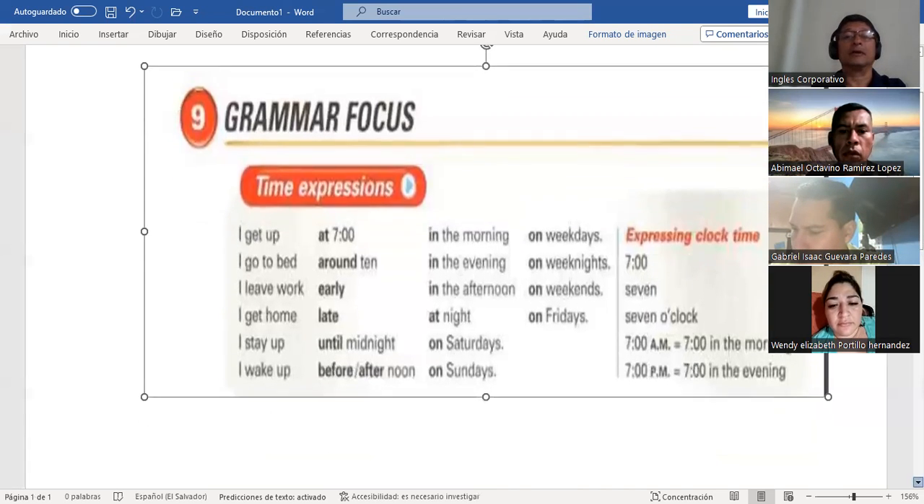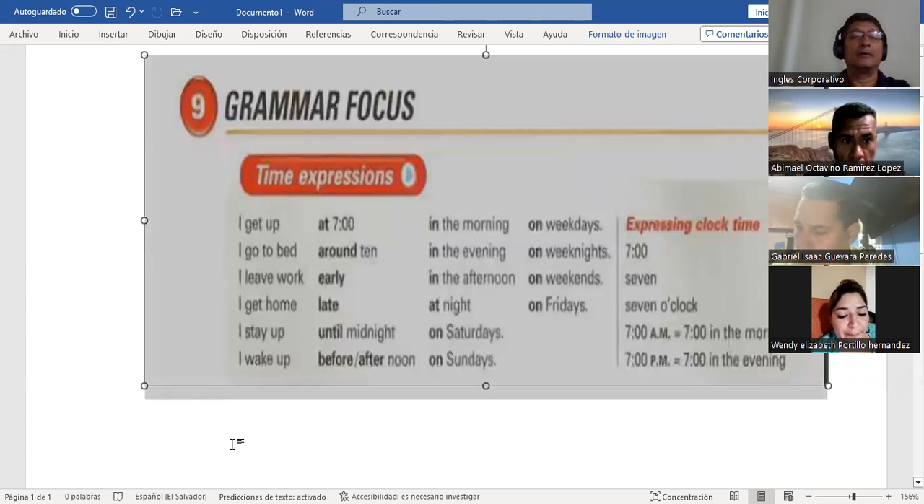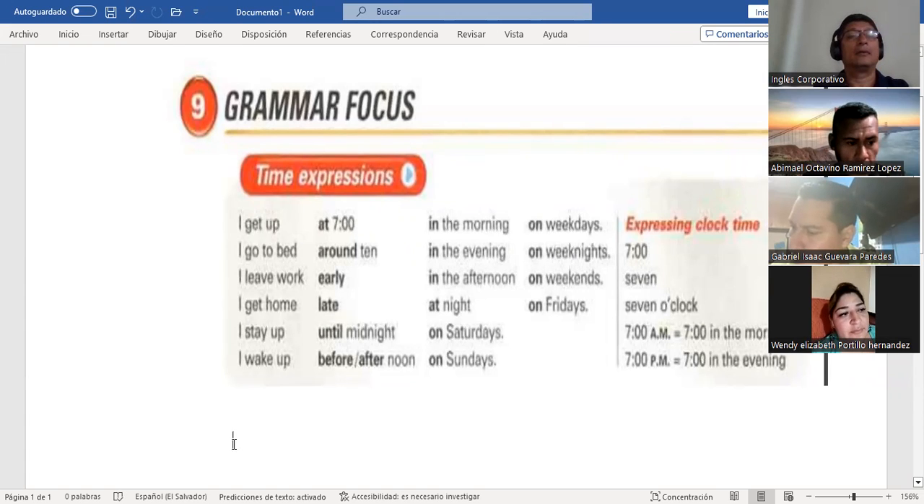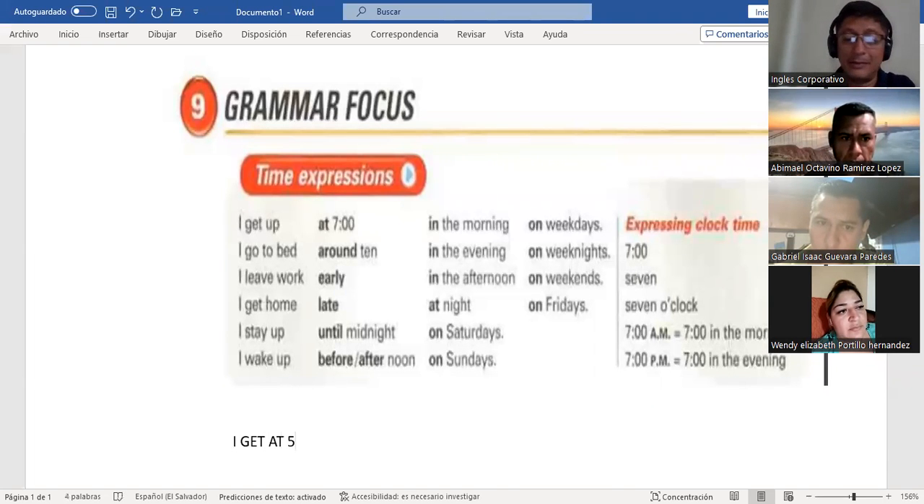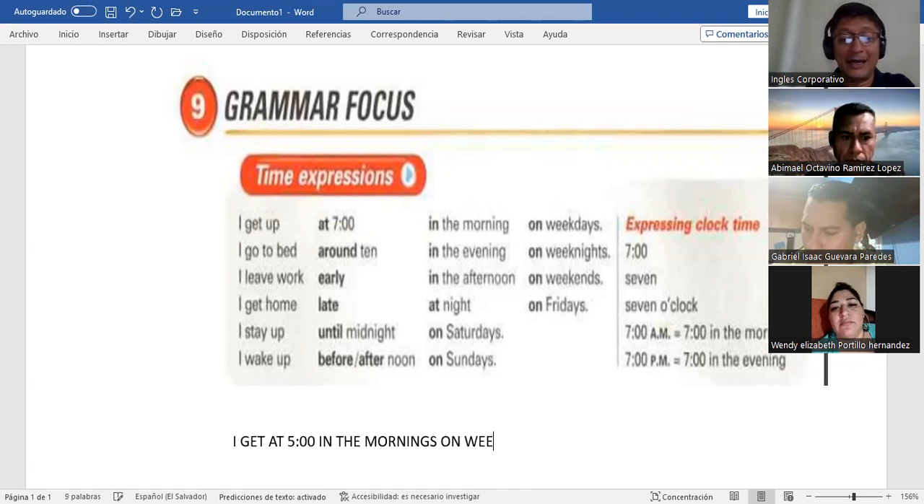I get up at 7 in the morning, and I can say I get up at 7 on weekdays. What time do you get up in the morning, Abimael? I get up at 5 in the morning. So we can say I get up at 5, in the morning, on weekdays. Excellent. On weekdays. Very specific. Thank you.